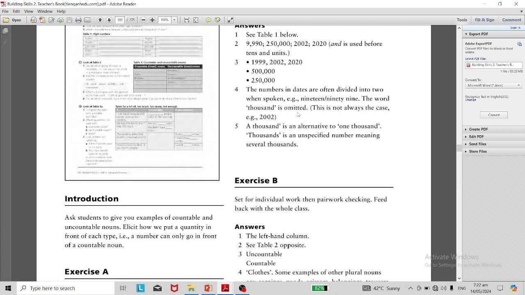You don't say 19,099. You say 1999. You see here, the word 1000 is omitted, is not there. It's deleted. This is not always the case. For example, 2002. You say 2000. We don't say 22 O's. So this is an exception. It dates 2002.